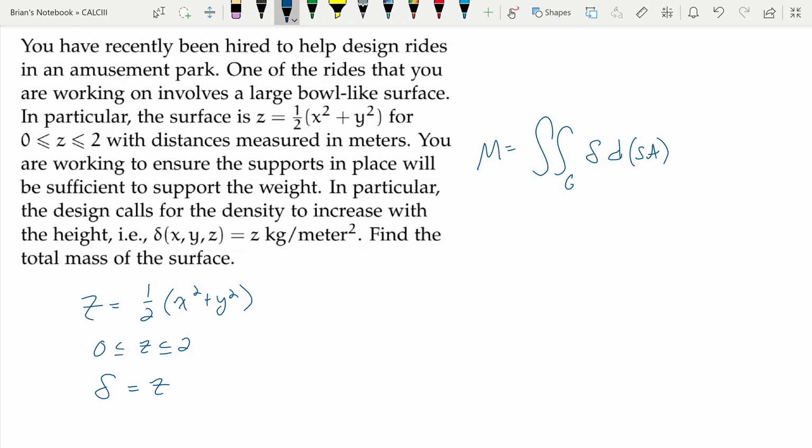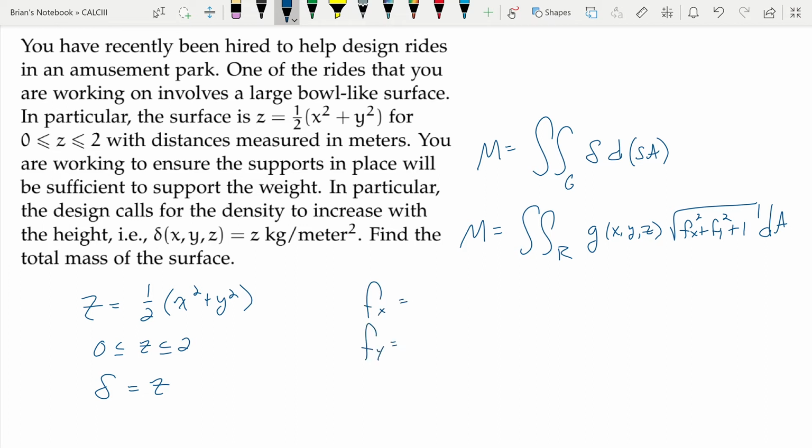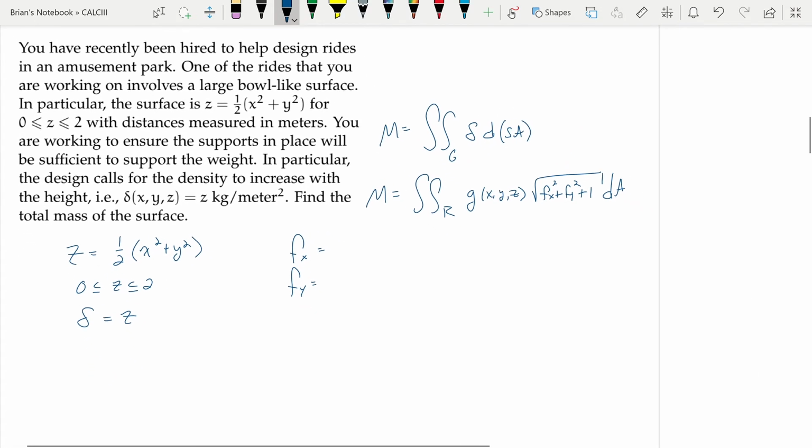So now we would set up our equation, right? M is equal to the integral over the region, and we would have g of x, y, z, and then the square root of f sub x squared plus f sub y squared plus 1, and then it'd be a dA. So I'm going to let you guys run with this problem, see how far you can get down it. Remember, find your f sub x, find your f sub y, square them, plug them in, and simplify your equation a little bit if you can, and we'll see how you go from there.